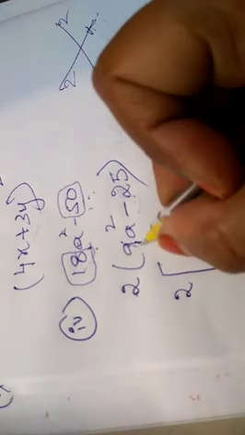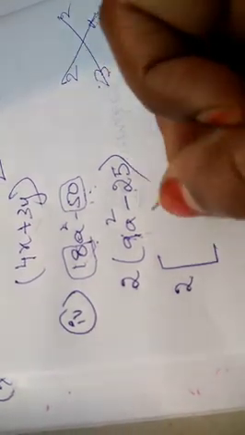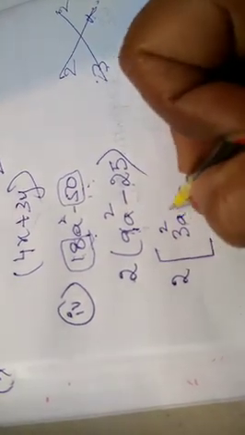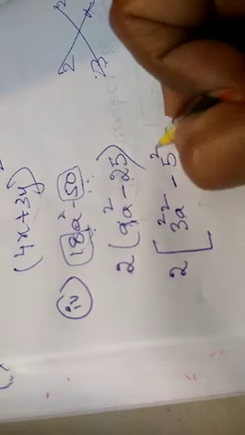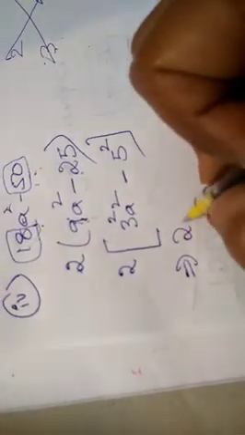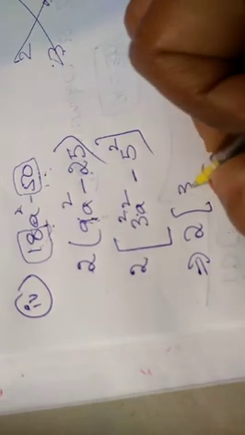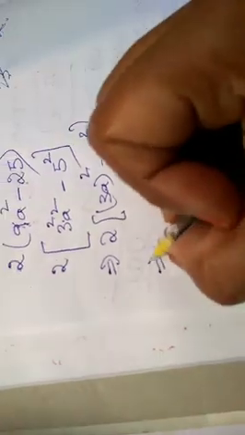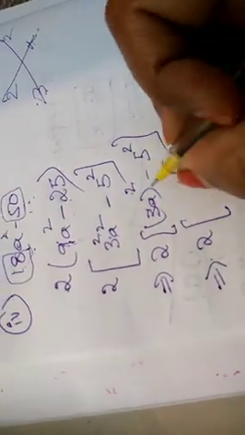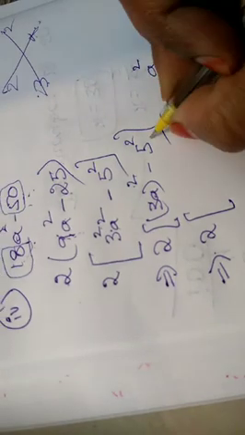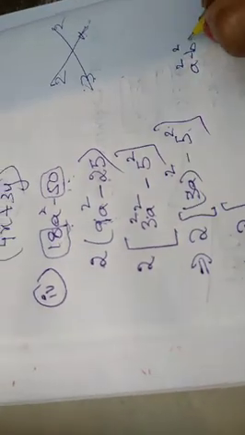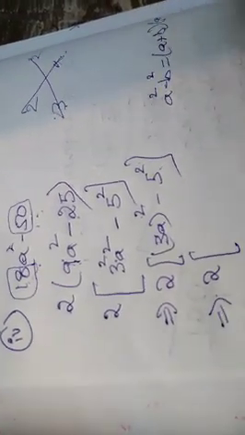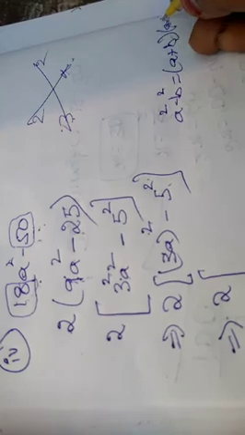If you observe carefully, 9 is a perfect square, as well as 25 is also a perfect square. So I can write 9 as 3 square, and a square I'll write a square only, minus 25 I can write as 5 square. Right? So 2 into 3 square a square means I can write as (3a) whole square minus 5 square. If you observe carefully, it is in the form of a square minus b square. So what is a square minus b square? It is (a plus b) into (a minus b), right?